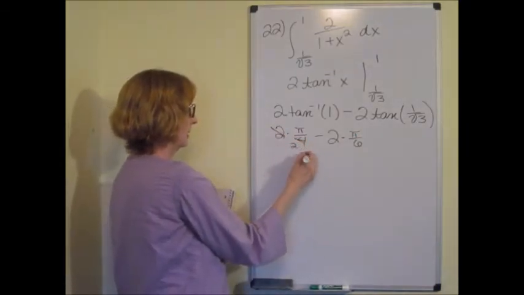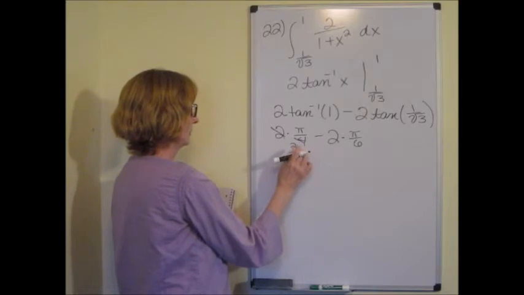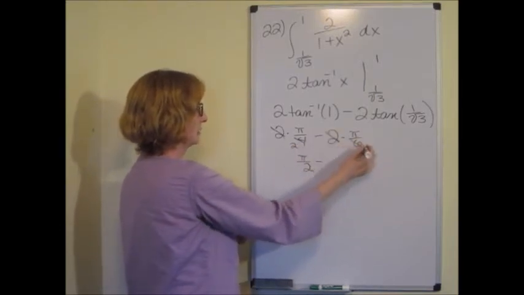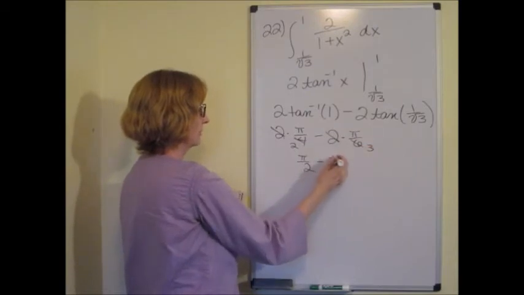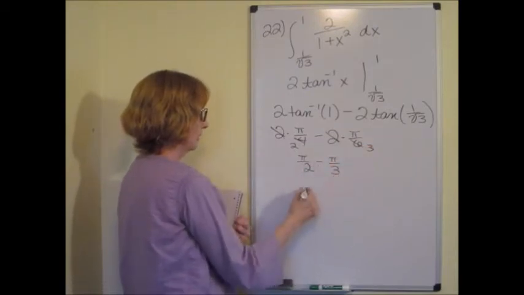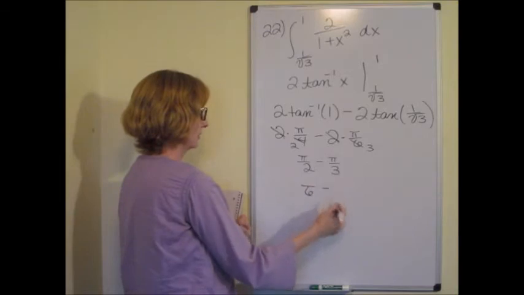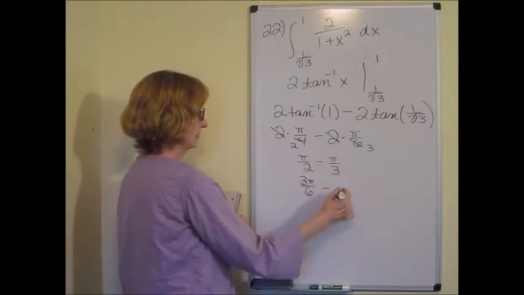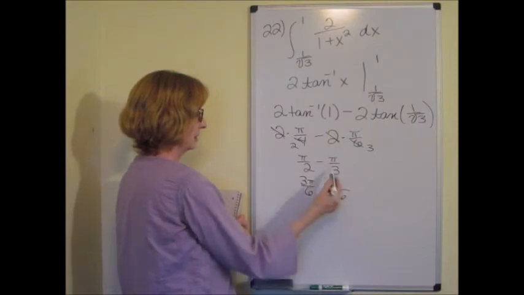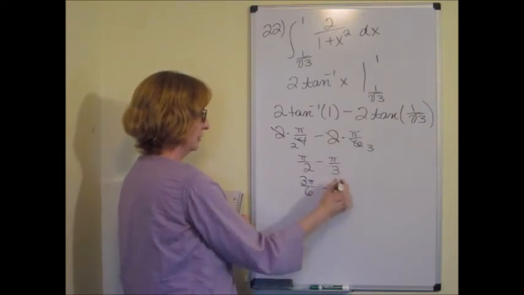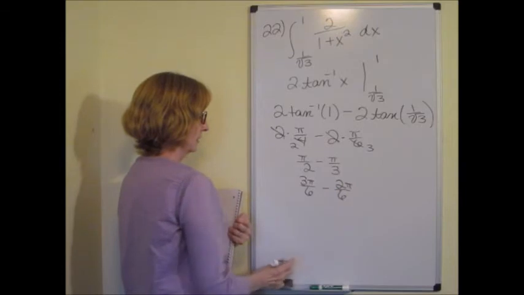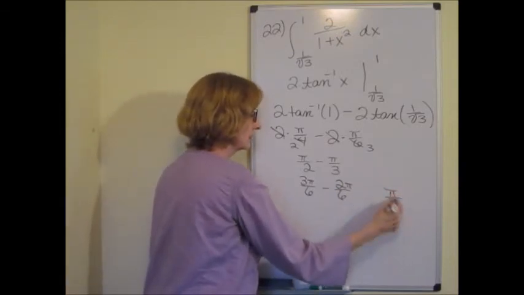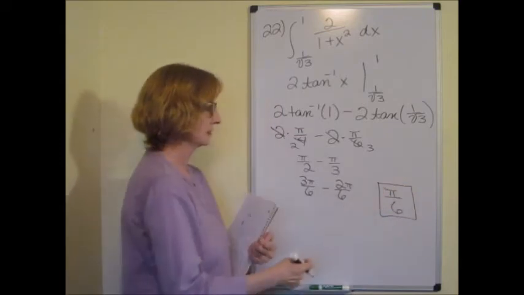That's going to be pi over 2 minus, and 2 into 6 is 3. This will be pi over 3. We can get a common denominator of 6, which will be 3 pi over 6 minus, common denominator of 6 here would be 2 pi over 6. And that final answer will be pi over 6.